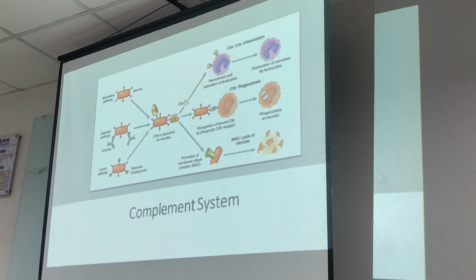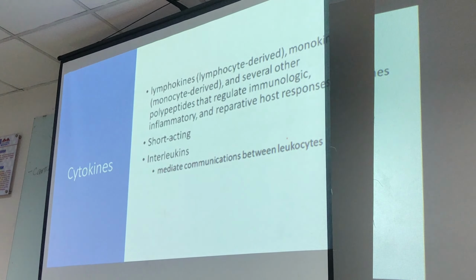C3b is an opsonin, so binding of the substance or complement protein to a pathogen enhances phagocytosis. And the membrane attack complex is C5b9, which is able to make holes in an infected cell or the virus itself or the microorganism itself, causing its lysis and destruction.